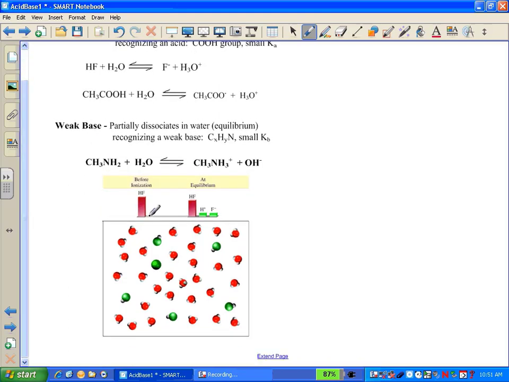Now the key here is to understand that when you've got a weak acid or base, it doesn't dissociate completely. So when you look at the before and after, say I had 100 molecules of hydrogen fluoride to begin with, I might only dissociate 5 of those. So if it was a 5% dissociation, I would only dissociate 5 of them. The other 95 molecules would stay intact. So when you look in the solution, there's fewer H3O+ ions in the solution, okay, which is going to affect things like the pH.